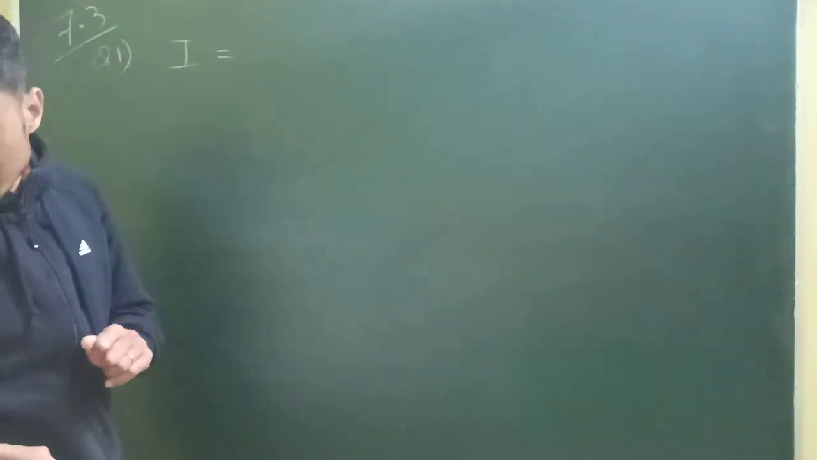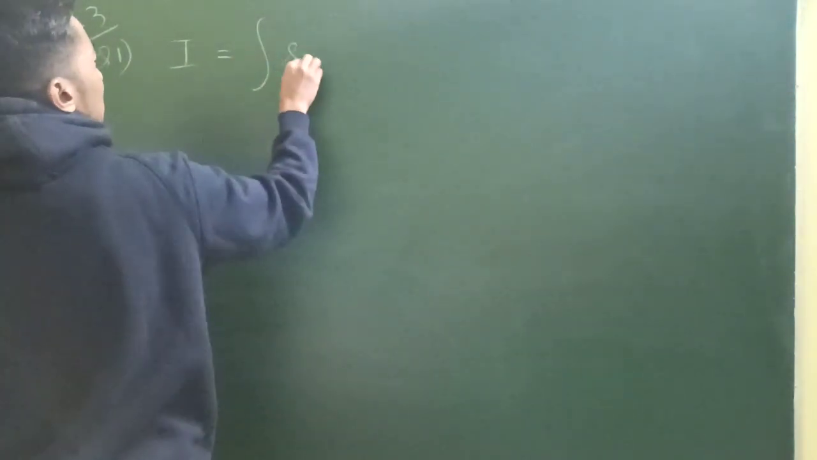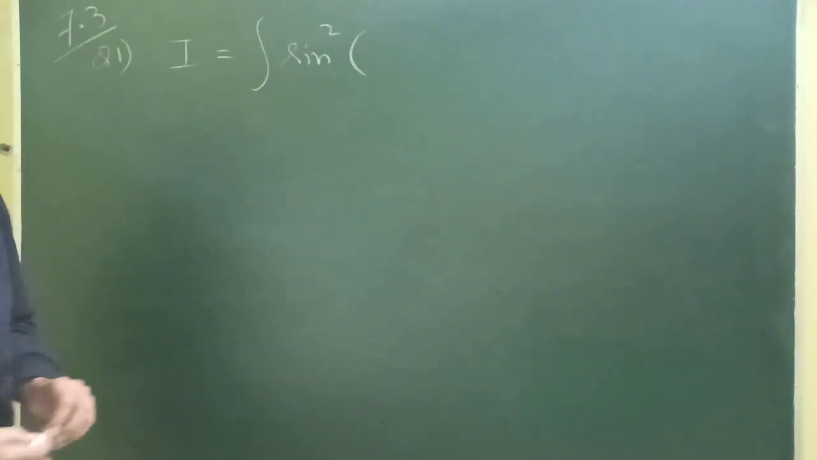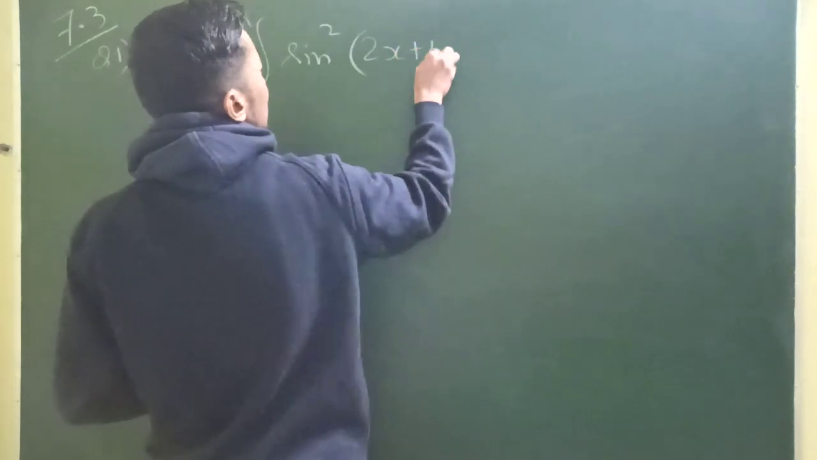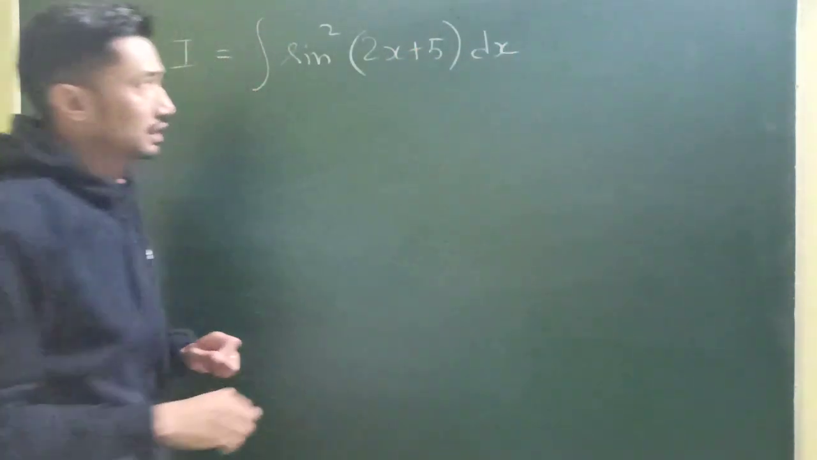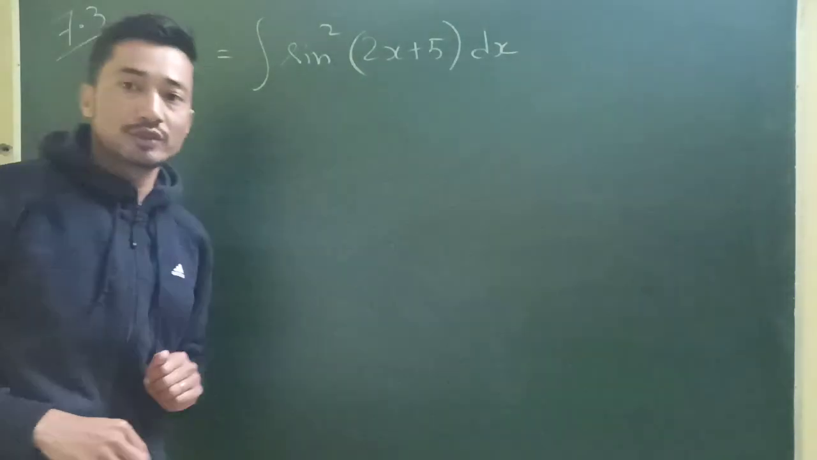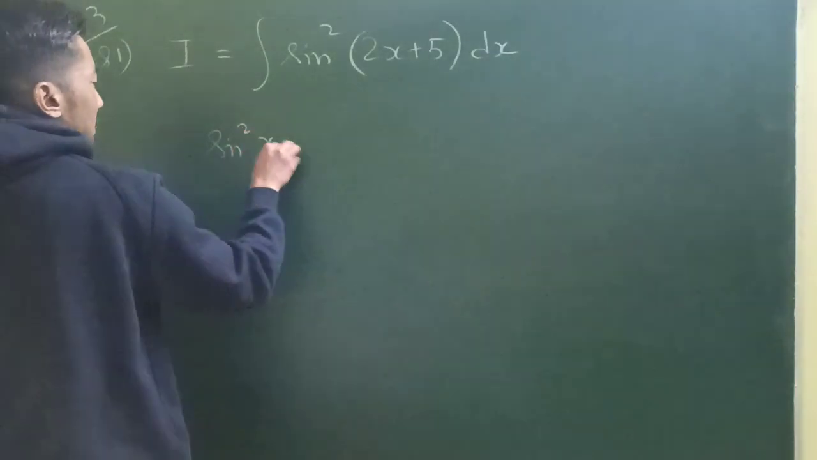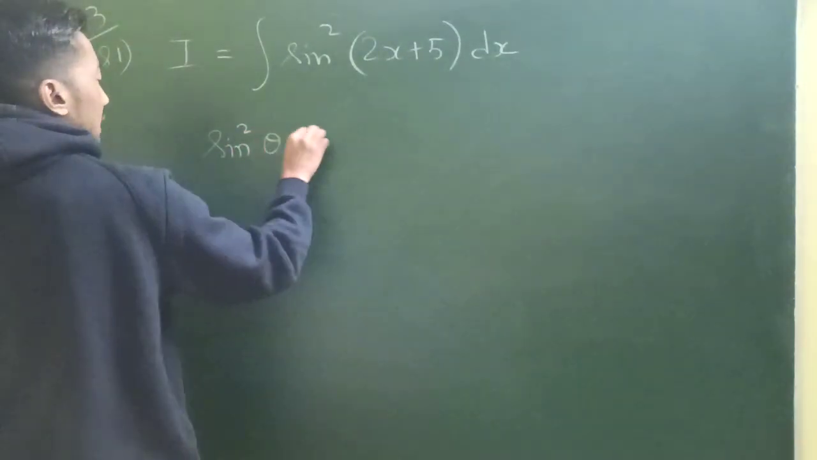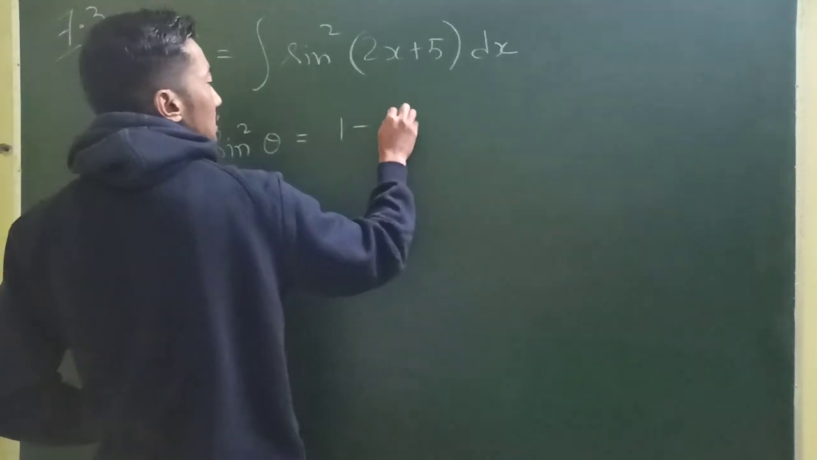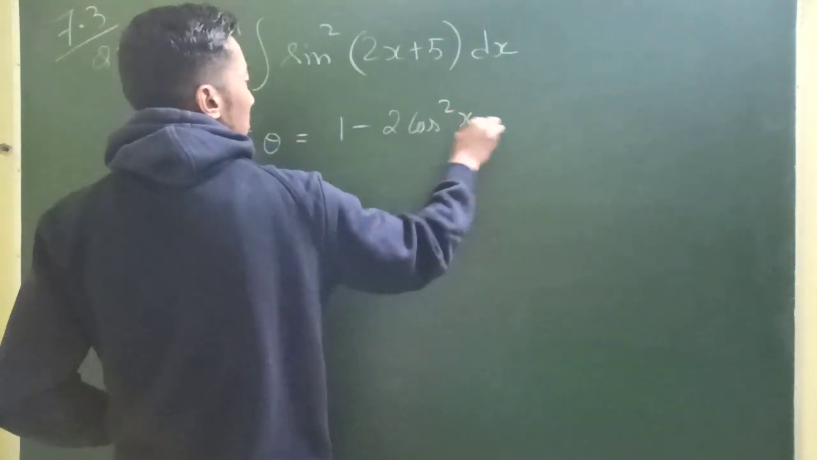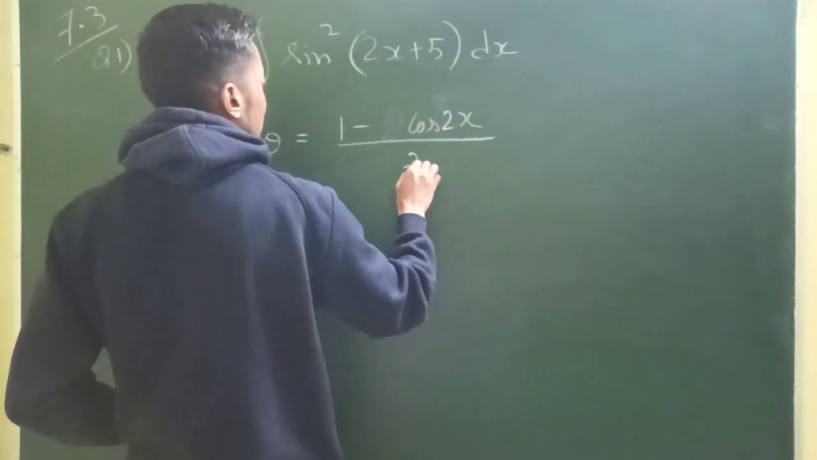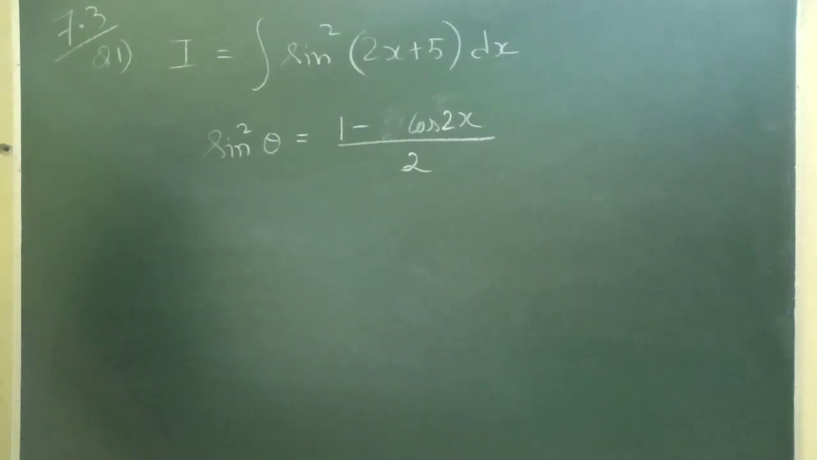Let's start with the first question, that is integration of sine square of 2x plus 5 with respect to x. Just a few moments earlier I had given you the formula for that. I'll write it once again. Sine square x or theta can also be written as 1 minus cos 2x divided by 2.